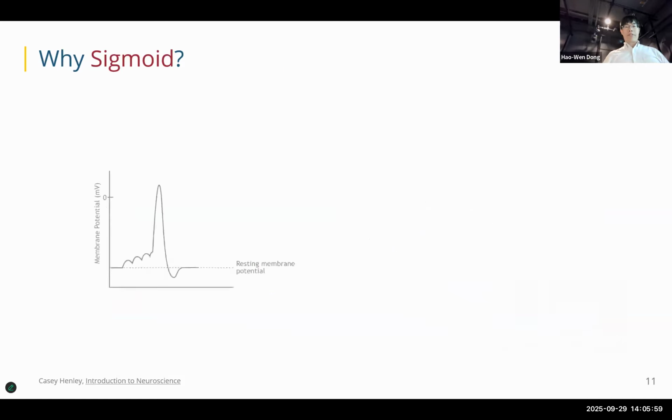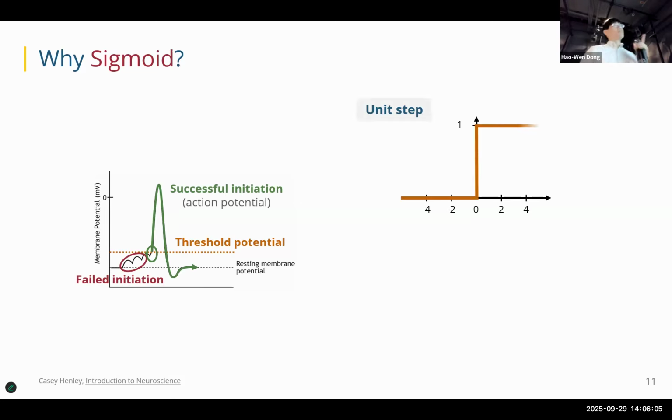Oh, I do have a slide for that. So why sigmoid? What we originally want is a unit step function. Everything that's below the threshold, we want 0. Everything beyond 0, we want a 1. So this is the threshold.